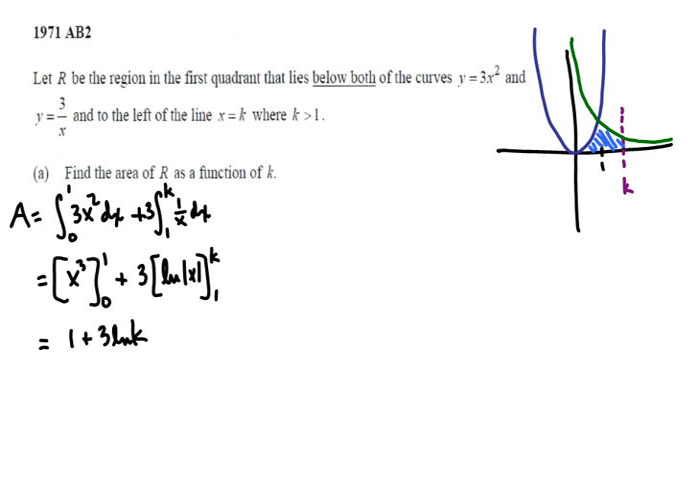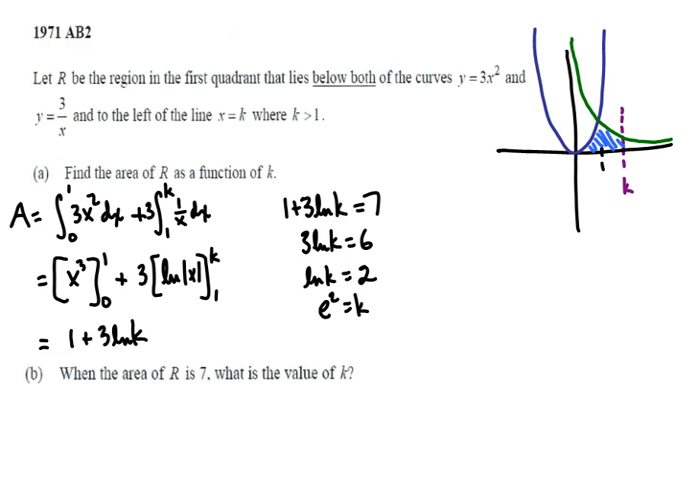Now the second part says what happens when that area is 7, and that's pretty straightforward. We just let that function 1 plus 3 ln of k equal 7, and you'll see that that yields ln of k is equal to 2. So 2 is the exponent that raises e to equal k. So when the area is 7, k will be e to the second, and that's the answer to the second part. Okay, and we'll find the third part.